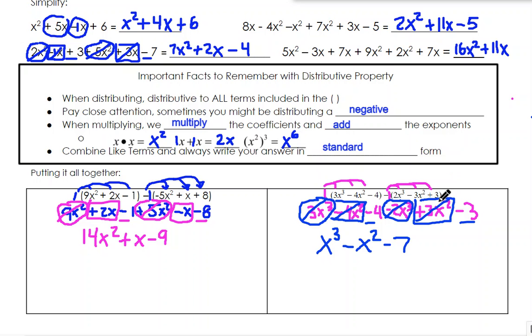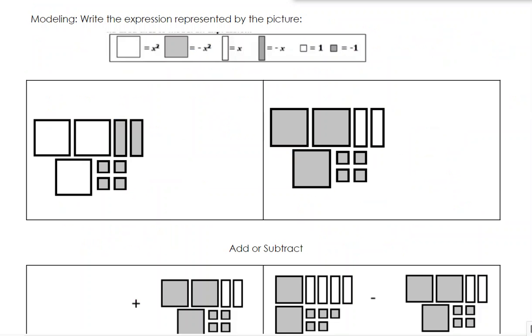So when you're subtracting, you have to distribute that negative 1 to everything on the inside, and then all you're doing is combining your like terms. All right, let's do one more thing down here together.